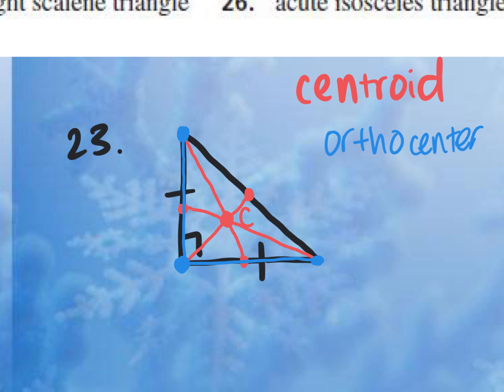Make the hypotenuse your base. Start at the top point and draw a perpendicular line down to your base. All three of those lines should intersect at your orthocenter, which we'll call O, and it's the angle where the 90 degrees happens.